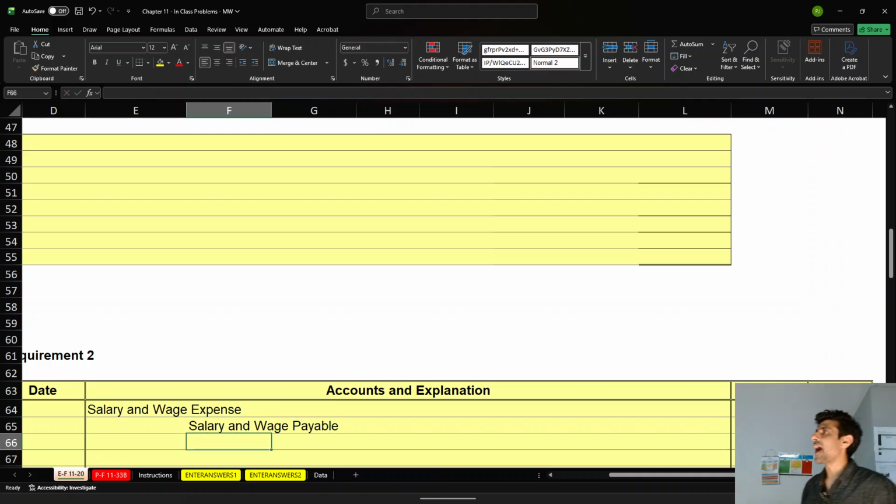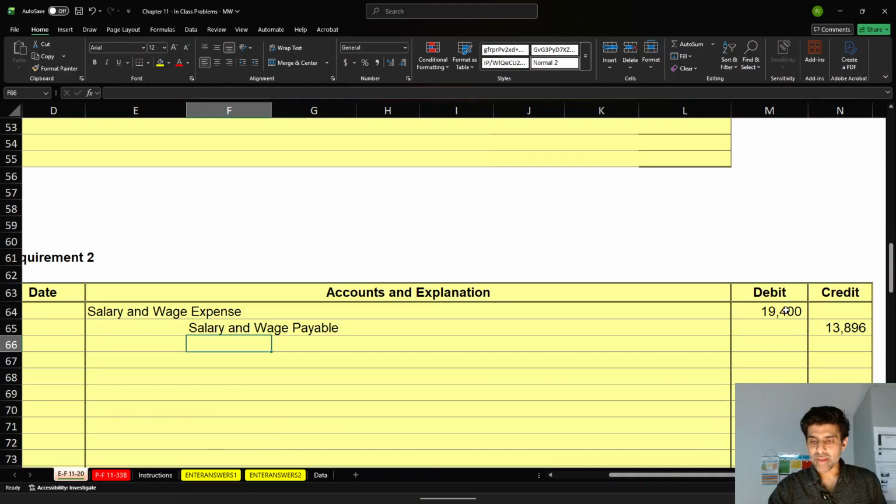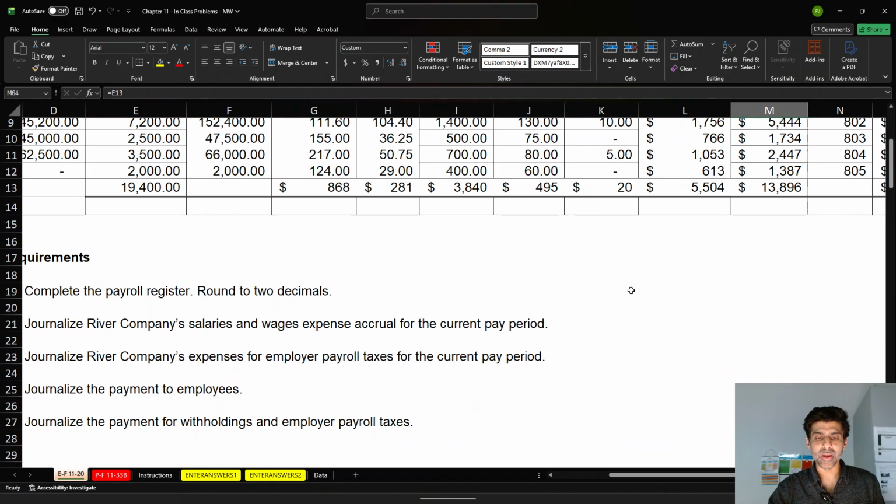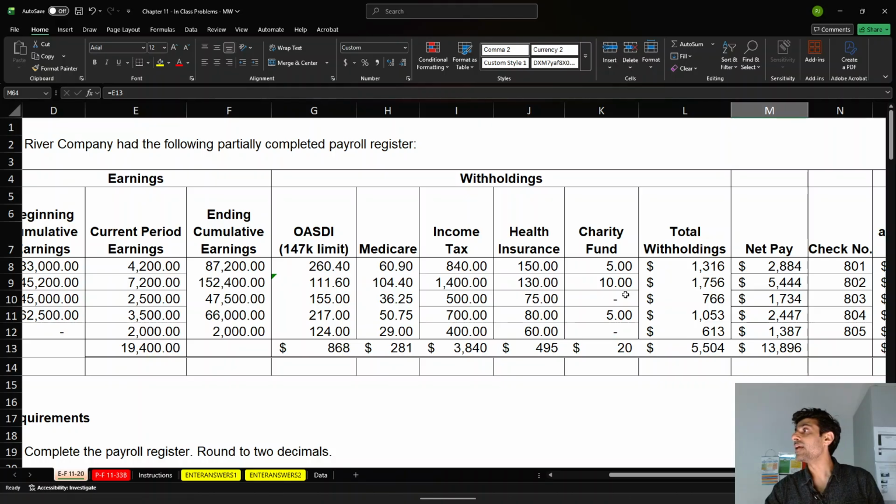Okay, it could be cash, but maybe we're not doing our journal entry on the exact day of payday. So let's just assume that we're going to owe them this money. Now the rest of it, we have a mismatch here. Where's the rest of this expense going?